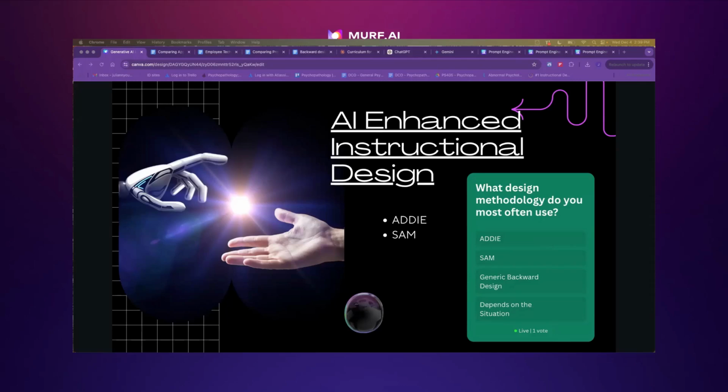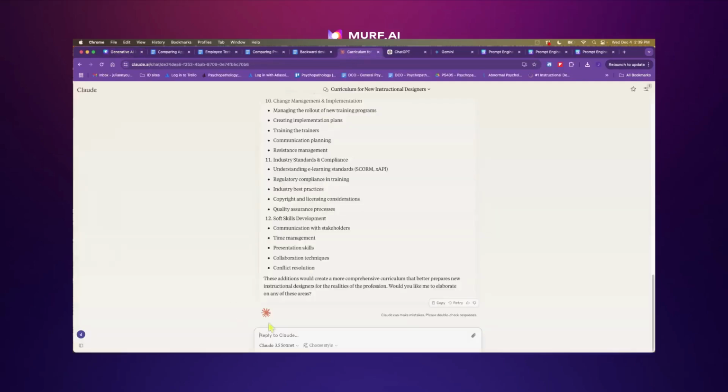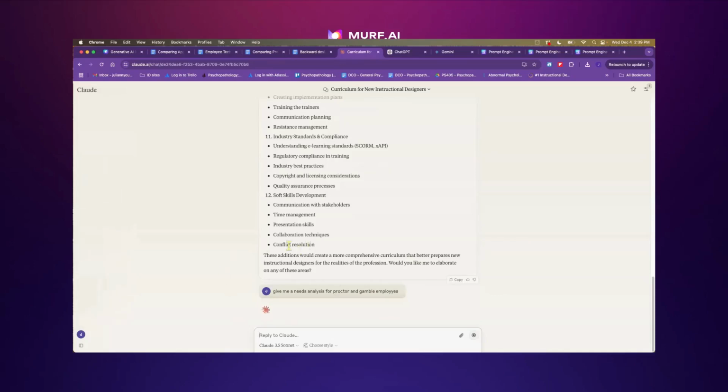Julian, somebody asked in the Q&A, where does AI get the data for the needs analysis? It's an anonymous attendee. I don't know who that is. So you have to feed it. You have to give it the information. So you can't just say, give me a needs analysis for, you know, Procter and Gamble employees. It should say to me, I can't. But here are some suggestions, because it's always going to give me an answer.